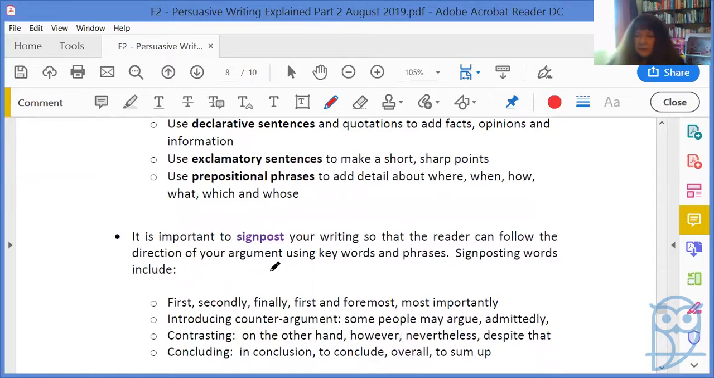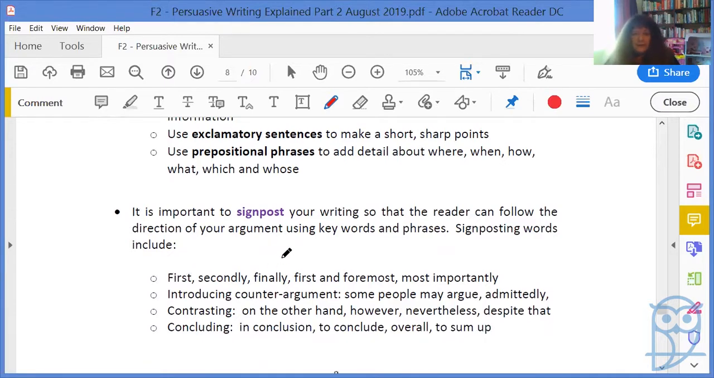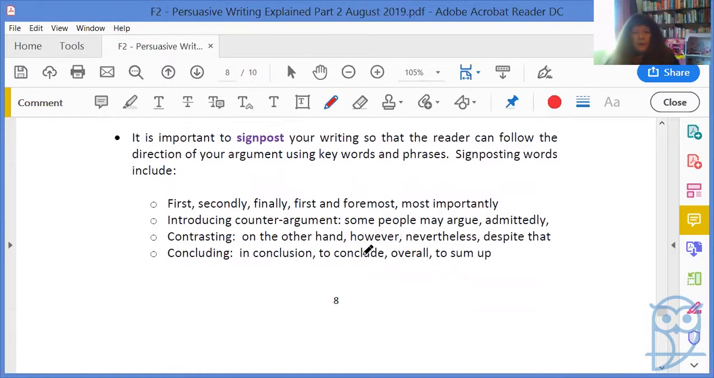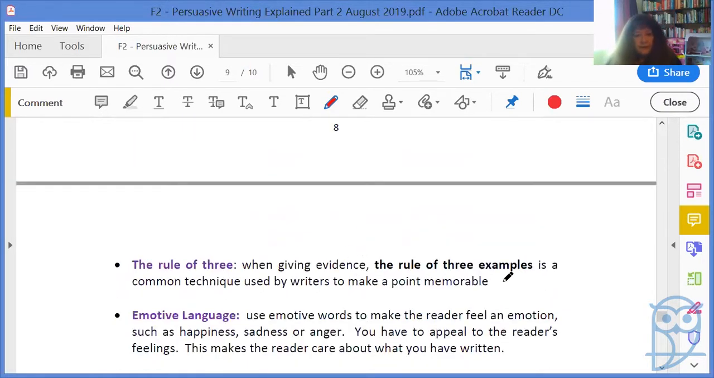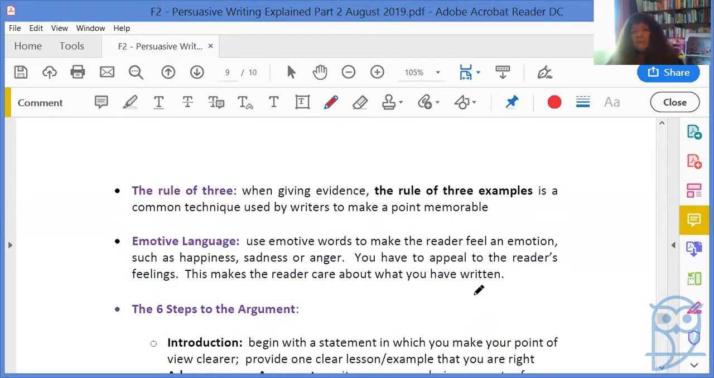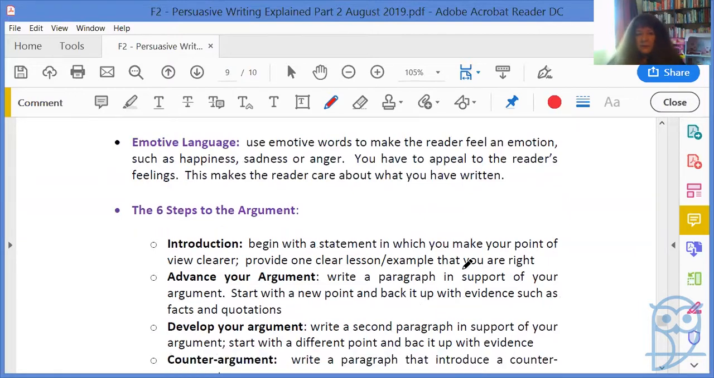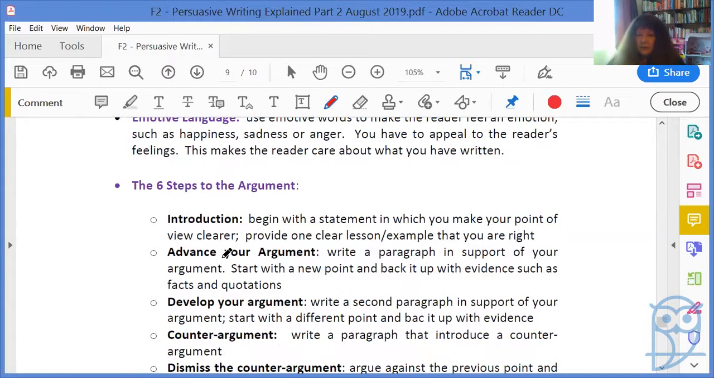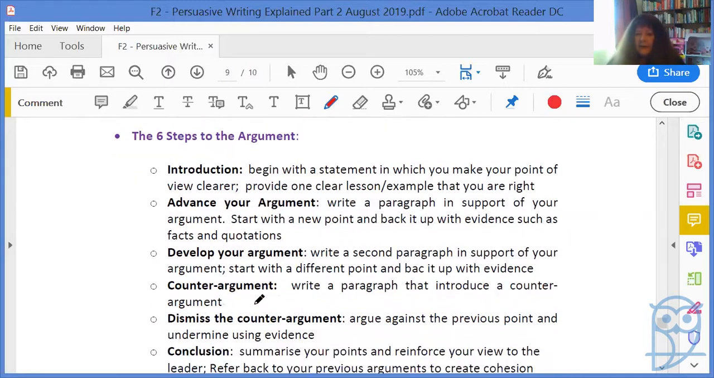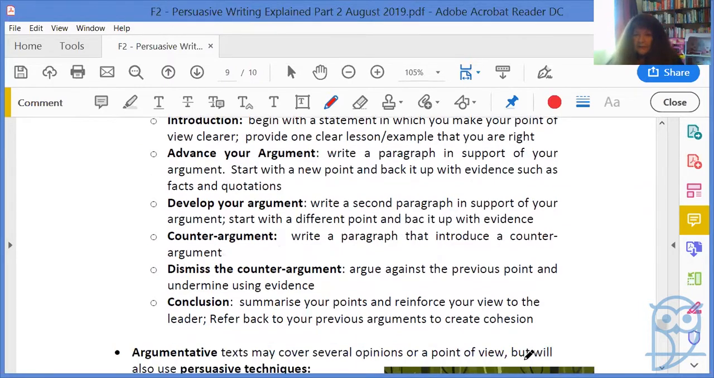Again, signposting your writing, which is showing where your writing's going, and for your argument, first, secondly, finally, etc. We've already put them all in our plan. You've got the rule of 3, give 3 examples. So you need 3 topic sentences. Emotive language, make that reader feel an emotion, happiness, sadness, anger. You have to appeal to the reader's feelings, and that makes him care about what you've written. Just to remind you, the 6 steps in an argument are: introduction, advance your argument, develop your argument, have a counter argument, dismiss this counter argument, and then your conclusion. Okay?